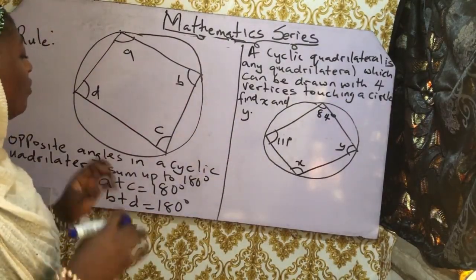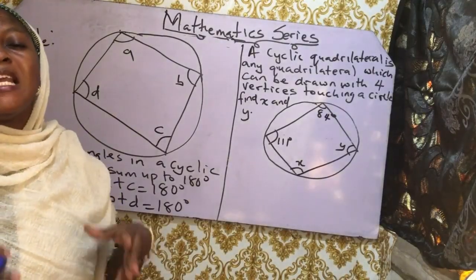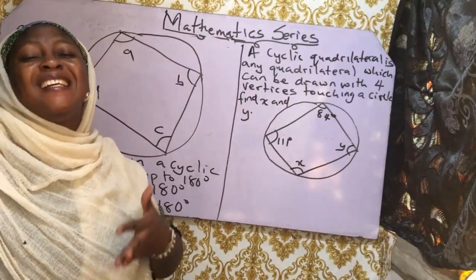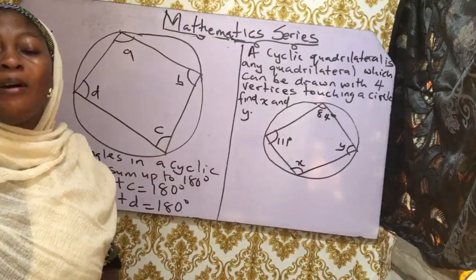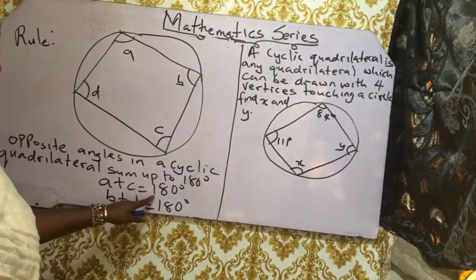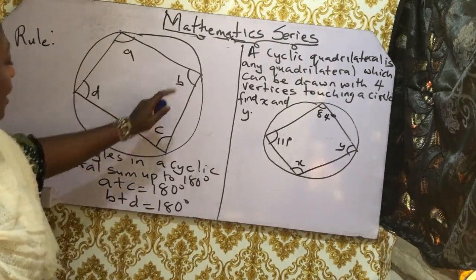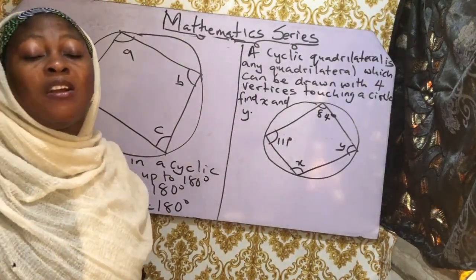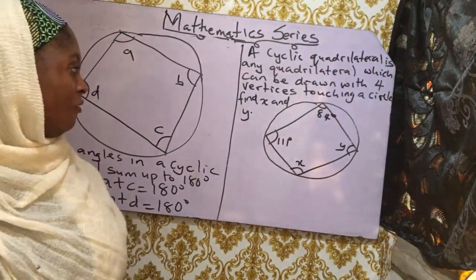And the rule says that opposite angles in a cyclic quadrilateral add up to 180 degrees. That is, A plus C gives 180 degrees, and B plus D equals 180 degrees, because opposite angles in a cyclic quadrilateral sum to 180 degrees.